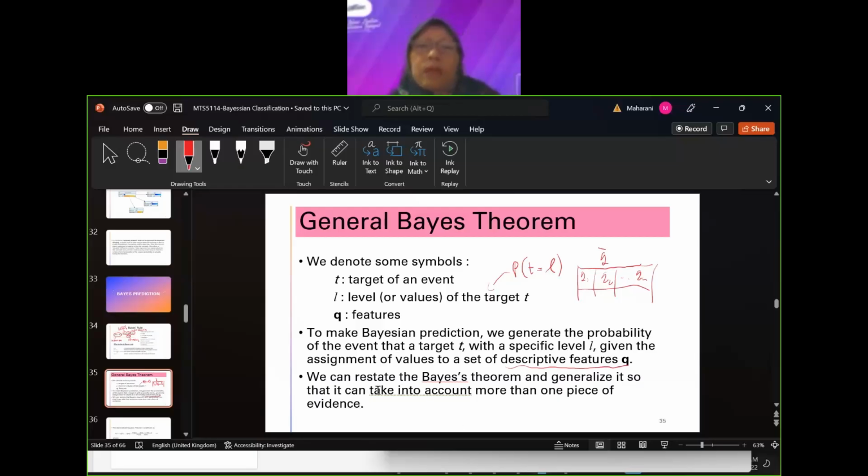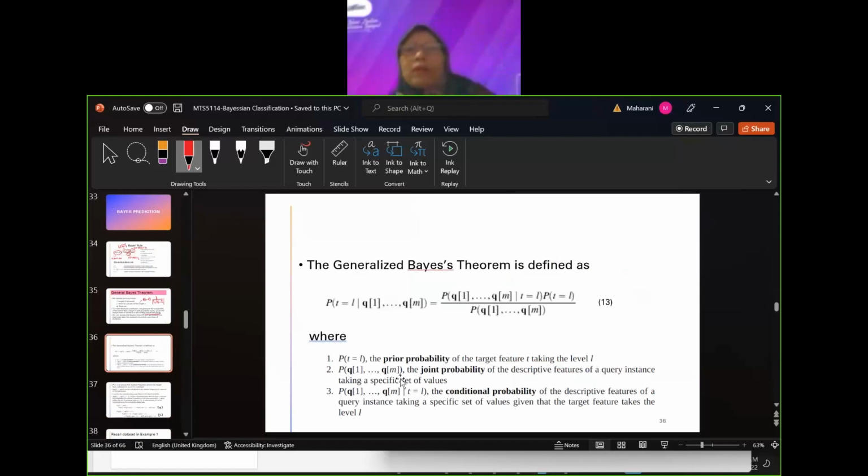So in this case, we can restate the original theorem. We're going to restate the Bayes theorem. In this case, we generalize the Bayes theorem so that we can use it as the prediction. What is the form of the extended Bayes theorem? So this is the extended form of the Bayes theorem.